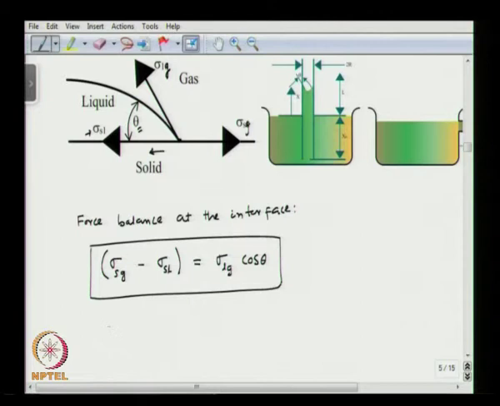So if you have a hydrophobic surface, what that means is that the surface energy between a solid gas interface is less than that between a solid liquid interface. Okay. So the surface does not like the liquid to wet it. If you have a hydrophilic surface, then the surface energy between a solid liquid interface is less than that between a solid gas interface. Okay.